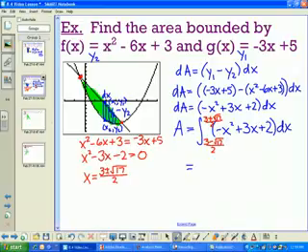You could also, on your calculator, graph negative x squared plus 3x plus 2, graph that and calculate the area underneath the curve as well. It's up to you how you do it. Just again, make sure that you're using the exact values and not the estimates. So this gets me 11.682.